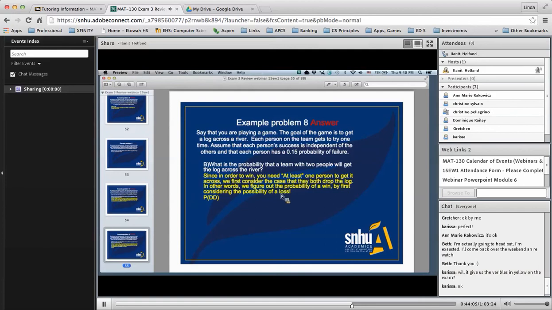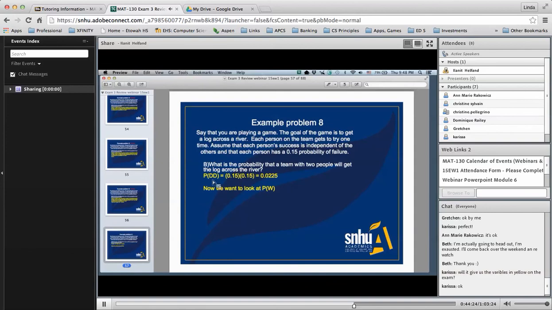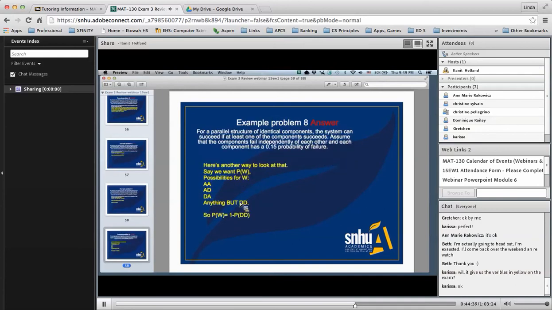Right, so in order to figure out the probability of winning the game, you need to figure out the probability of losing the game. And you lose the game if both people drop, because you only need at least one person to get it across. So the probability of DD, person 1 and person 2 dropping it, is 0.15 times 0.15, which is 0.0225. So if the probability of them both dropping the log is 0.0225, we want to look at the probability of winning the game, P of W. So the probability of winning is 1 minus the probability of DD, right?